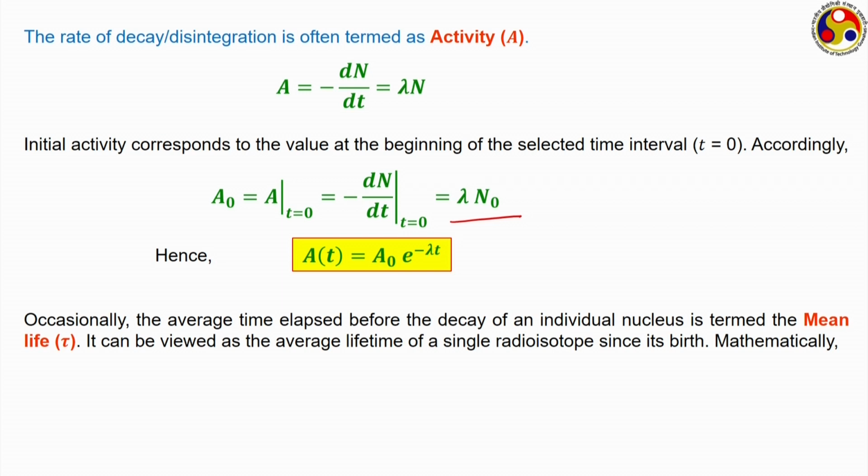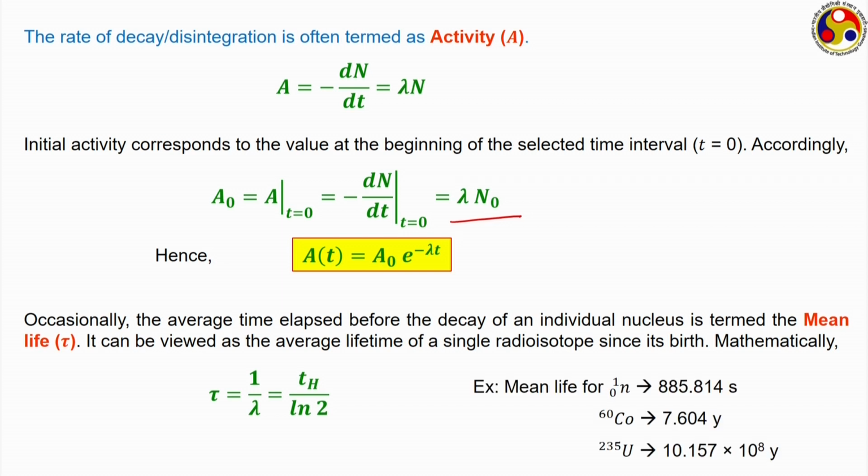Occasionally, there is another term that is used to characterize nuclear fuels, that is the mean life, given by the symbol tau. It is the average time elapsed before the decay of an individual nucleus. It can be viewed as the average lifetime of a single radioisotope since its birth. Mathematically, it is found to be inversely proportional to this decay constant, and so we can also write it as the half life divided by log 2. So, all this information, that is half life, activity, mean life, they all are associated with a radioactive fuel, and these are important informations to know whenever we are trying to choose some kind of radioactive fuel in any kind of application that we are looking for.